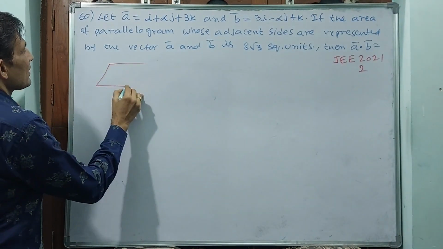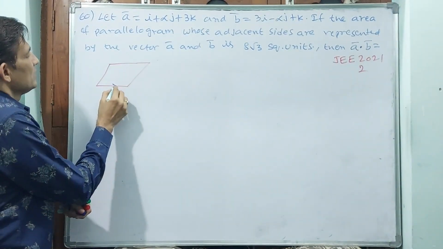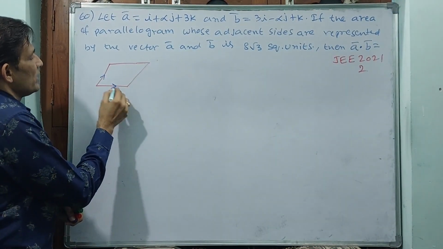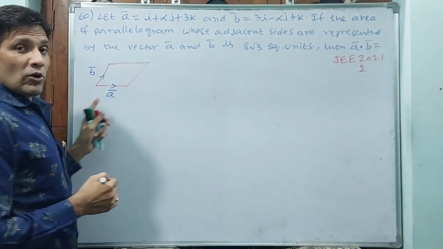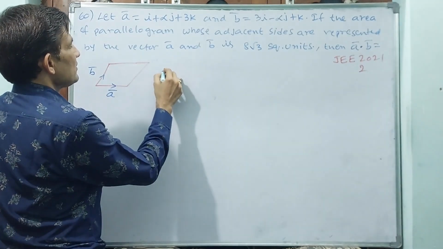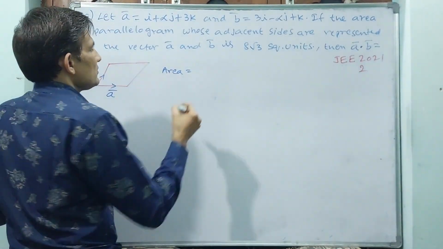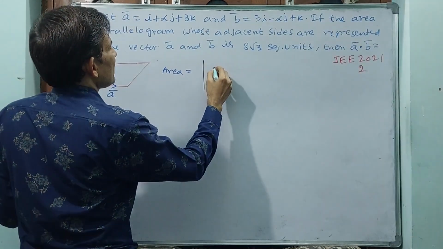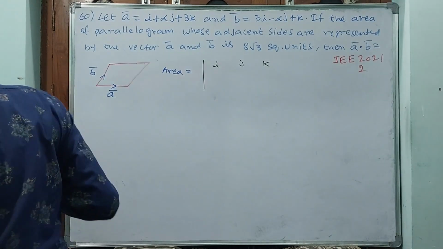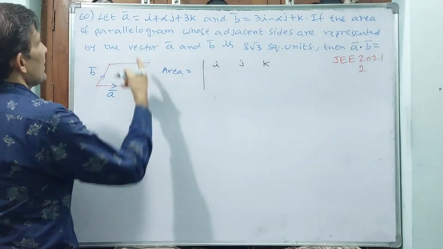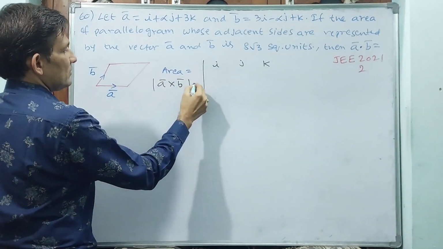Is this the parallelogram? Okay, see here two adjacent sides, you take A and B. See how we are going to find the area of the parallelogram? Just the cross product, that's all. i, j, k, and A. That means area is the modulus of A cross B.